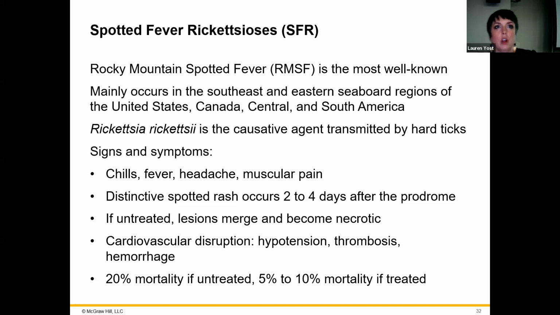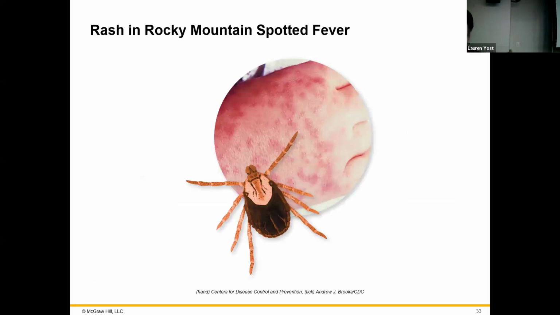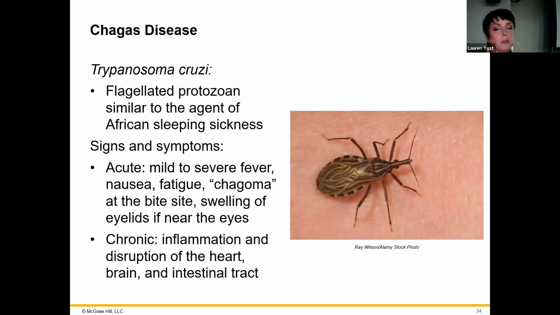This is months of debilitating disease, and people are lucky to survive it. Honestly, 5 to 10% mortality rate, that's pretty high. That's with the treatment, and that's pretty surprising. So this is an image of the characteristic rash that is associated. You get this again 2 to 4 days after you start having the other symptoms.